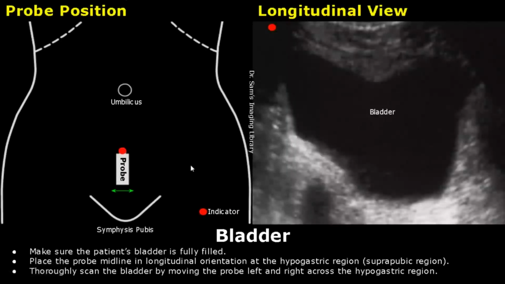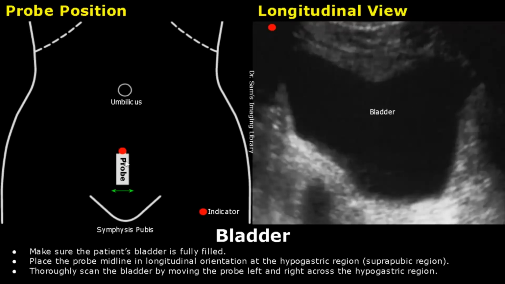To scan the bladder, make sure the patient's bladder is fully filled. Start by placing the probe midline in longitudinal orientation at the hypogastric region, which is also called suprapubic region, and you will get this image. We can see a fully filled bladder.